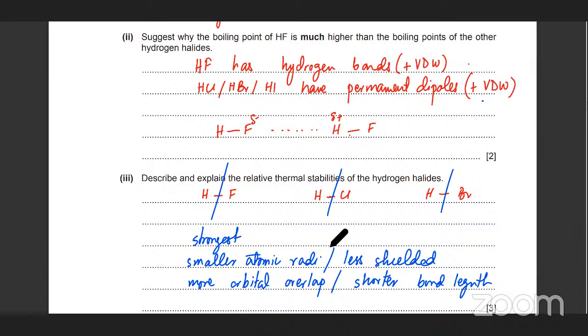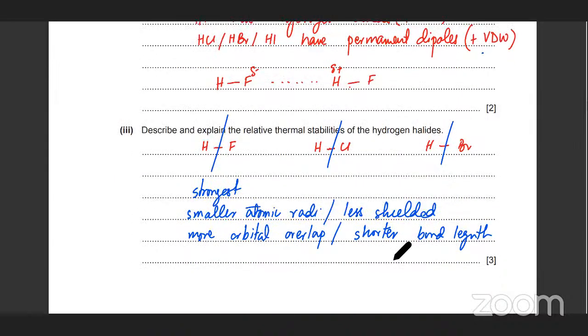And what else? It's a shorter bond length, and that's pretty much it. More energy would be needed to break this bond.